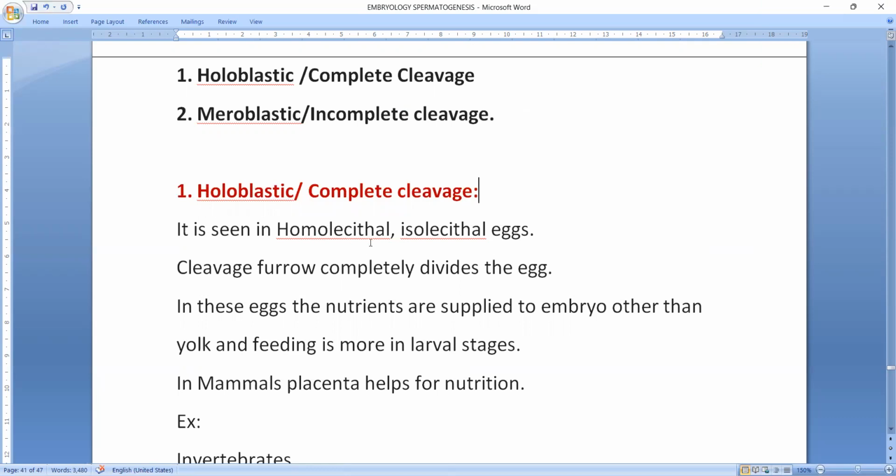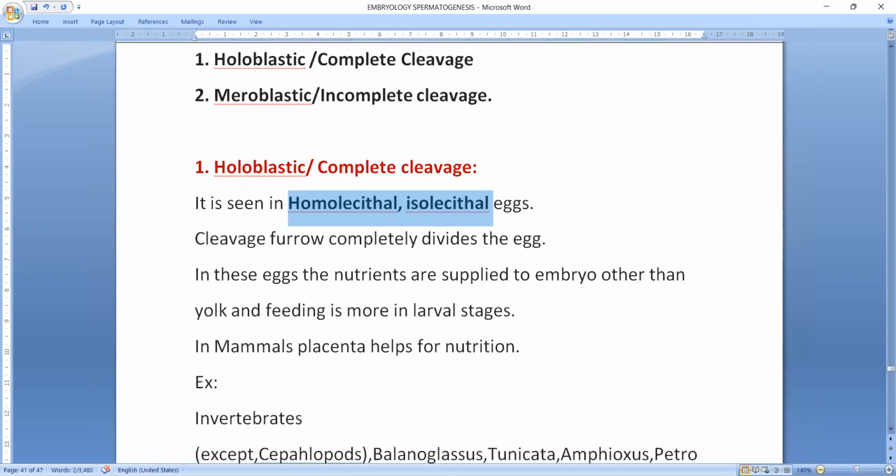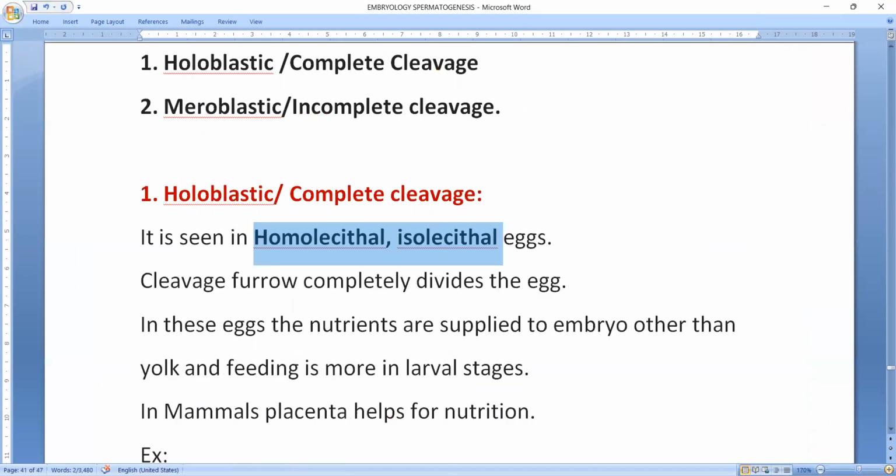So it is seen in homolethal or isolethal eggs. Simple logic: where does holoblastic cleavage occur? What is holoblastic? Holoblastic cleavage means in this type of cleavage, the zygote is completely divided. First thing, if it is a zygote, and if it is a homolethal or isolethal type of egg, the yolk is distributed equally throughout the zygote. So the division will be complete.